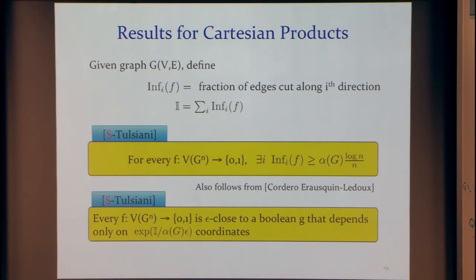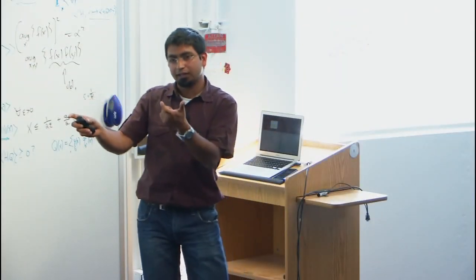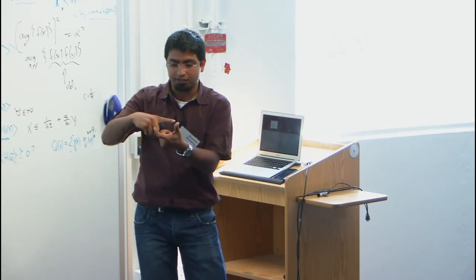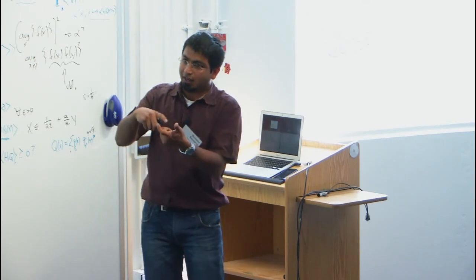There's another sense. Okay, so one concrete example, I'll come back to your comment earlier, where we know that we can get better is if you take a hypercube over k squared coordinates and you define the influence as follows. Break up the k squared coordinates into k blocks of k each, and I want to define the ith influence as the number of edges cut along the ith block.